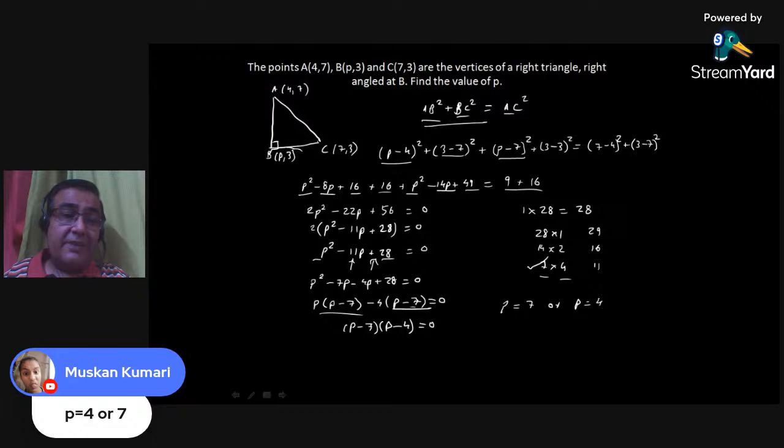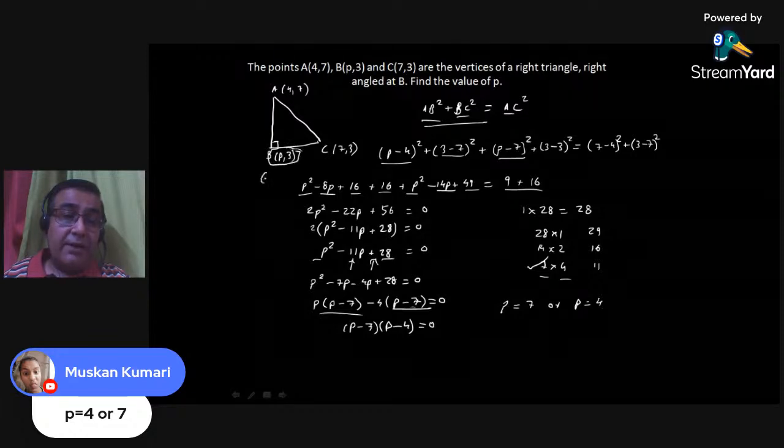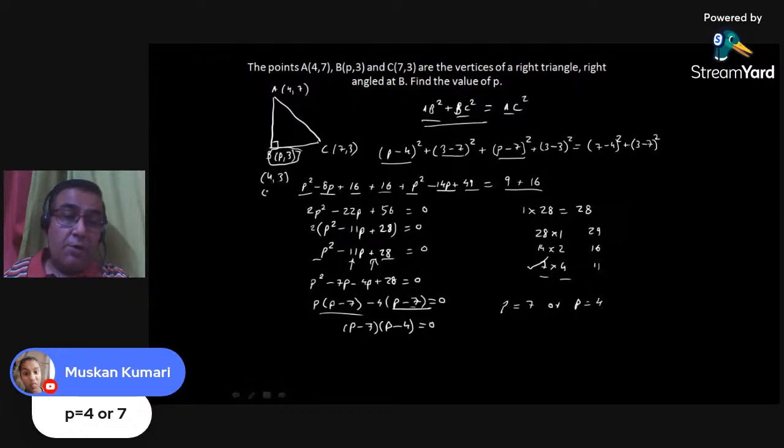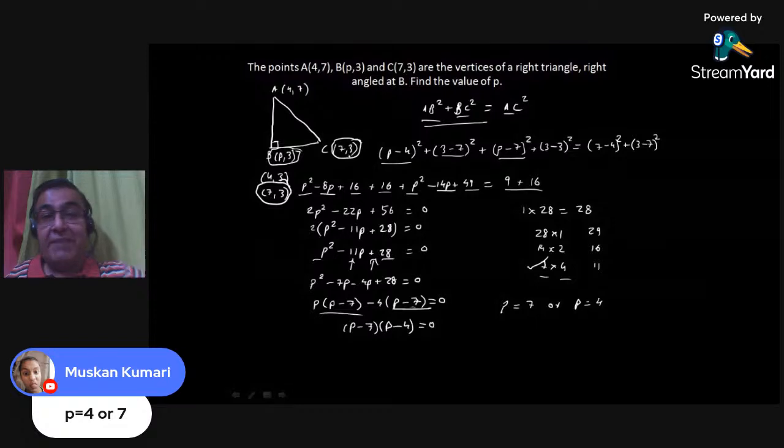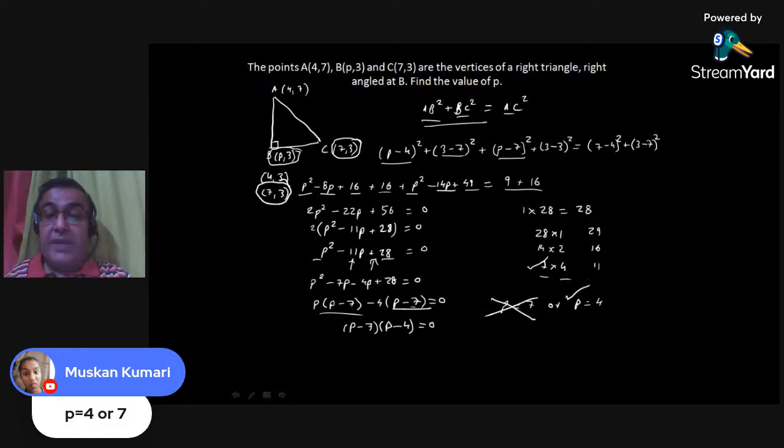So basically this point can either be 4 comma 3, or it could be 7 comma 3. But if it is 7 comma 3, then you see that the point C and the point B will become the same, and there'll be no triangle possible. So we cannot take the value of P is equal to 7. It will only be P is equal to 4.